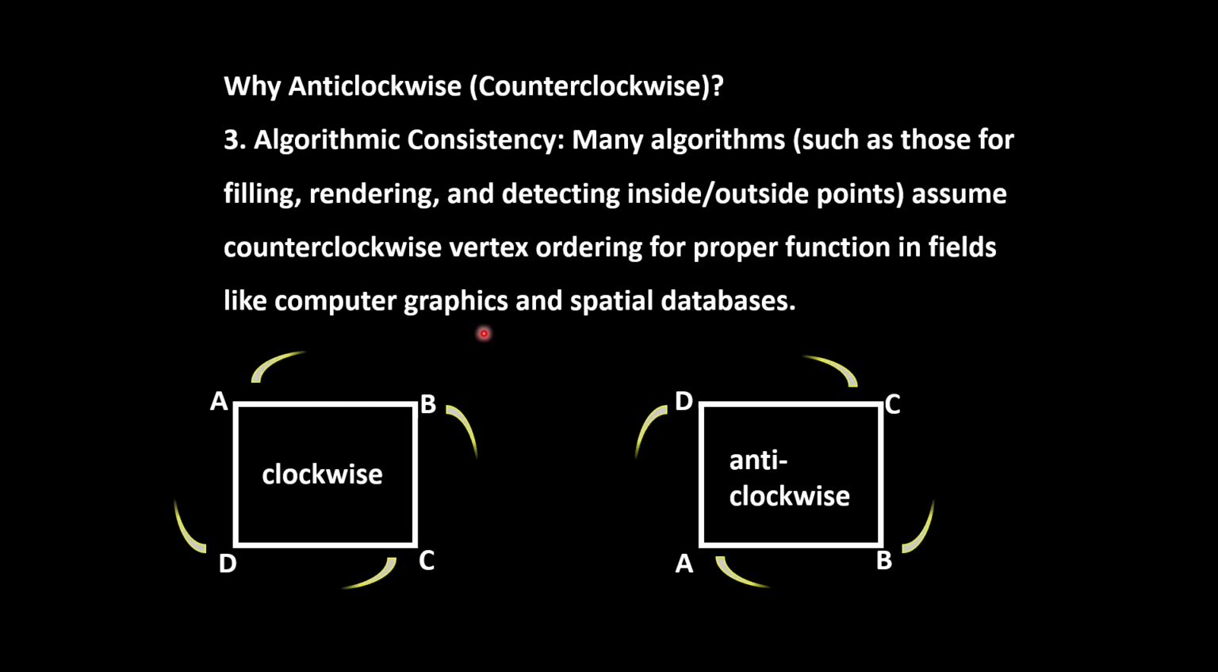So for computer graphics, these algorithms for filling color and detecting inside and outside, detecting which point is inside, which is outside, which point should be filled with red color, which point should be filled with blue color. For this, the algorithms are written in such a way that they assume the vertices shall be named anti-clockwise. So if you do not name them anti-clockwise, the algorithms may not function properly.